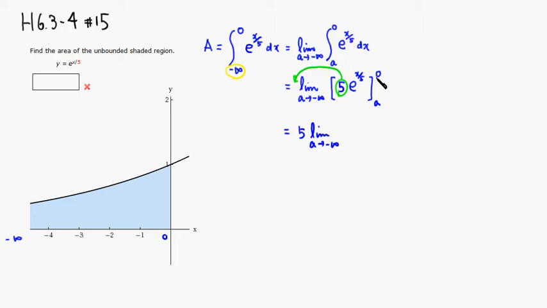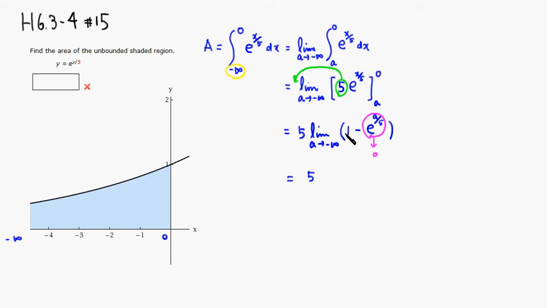Then if you plug in 0, e to the 0 is 1. Minus e to the a over 5. As a approaches negative infinity, you're going to have e to the negative infinity over 5, so e to the negative infinity approaches 0. So this term actually disappears. So what you get is 5 times 1 minus 0, so it's going to be 5.